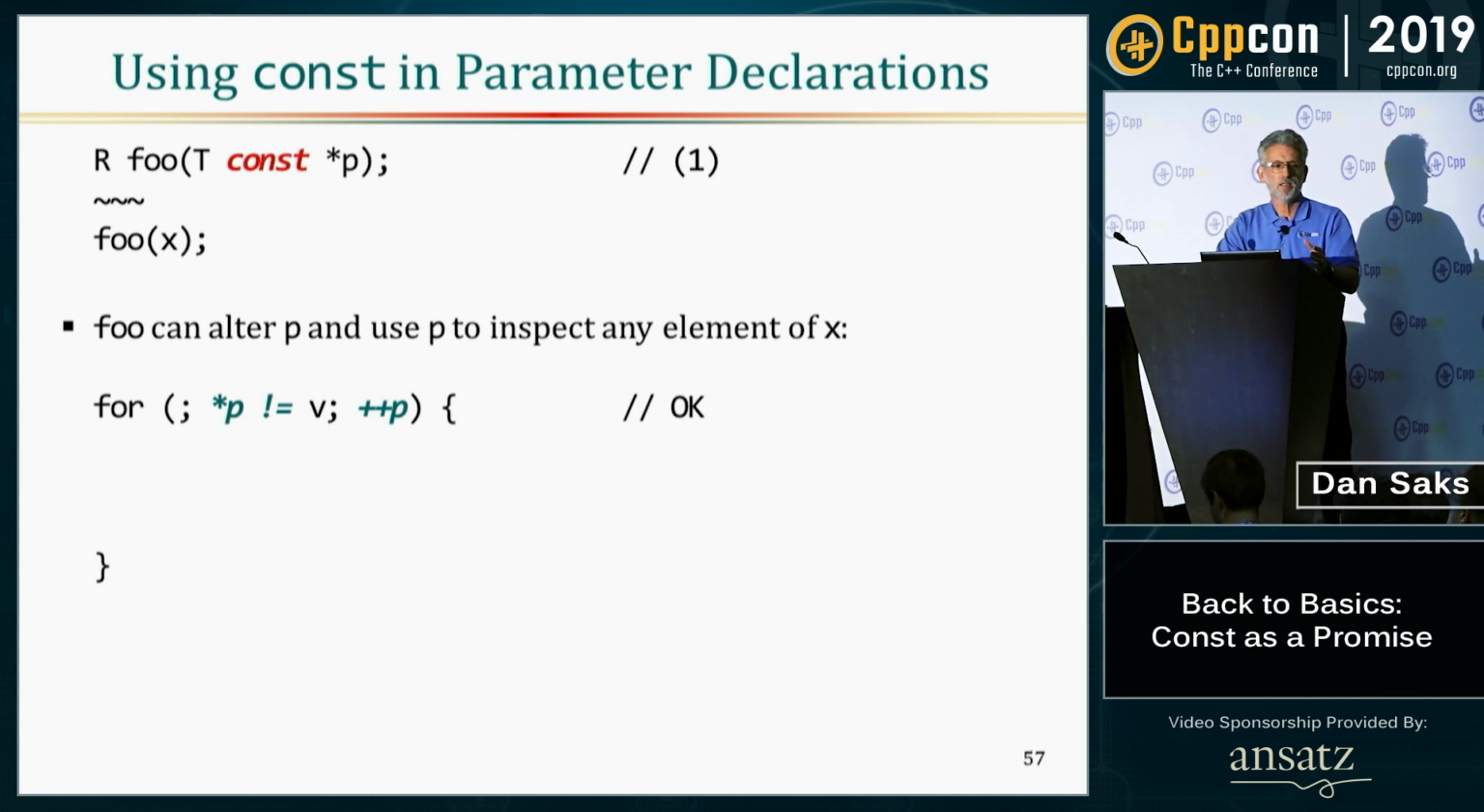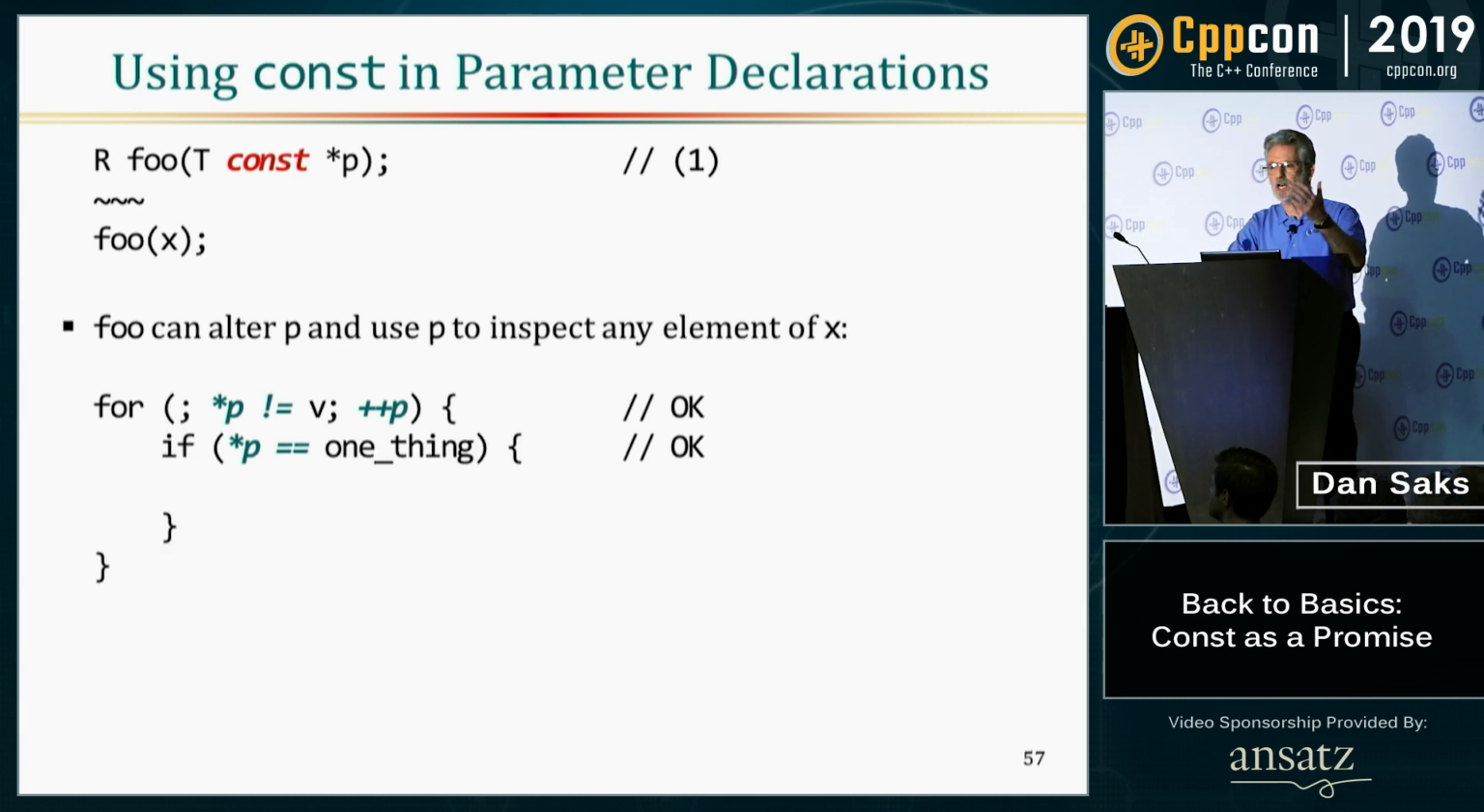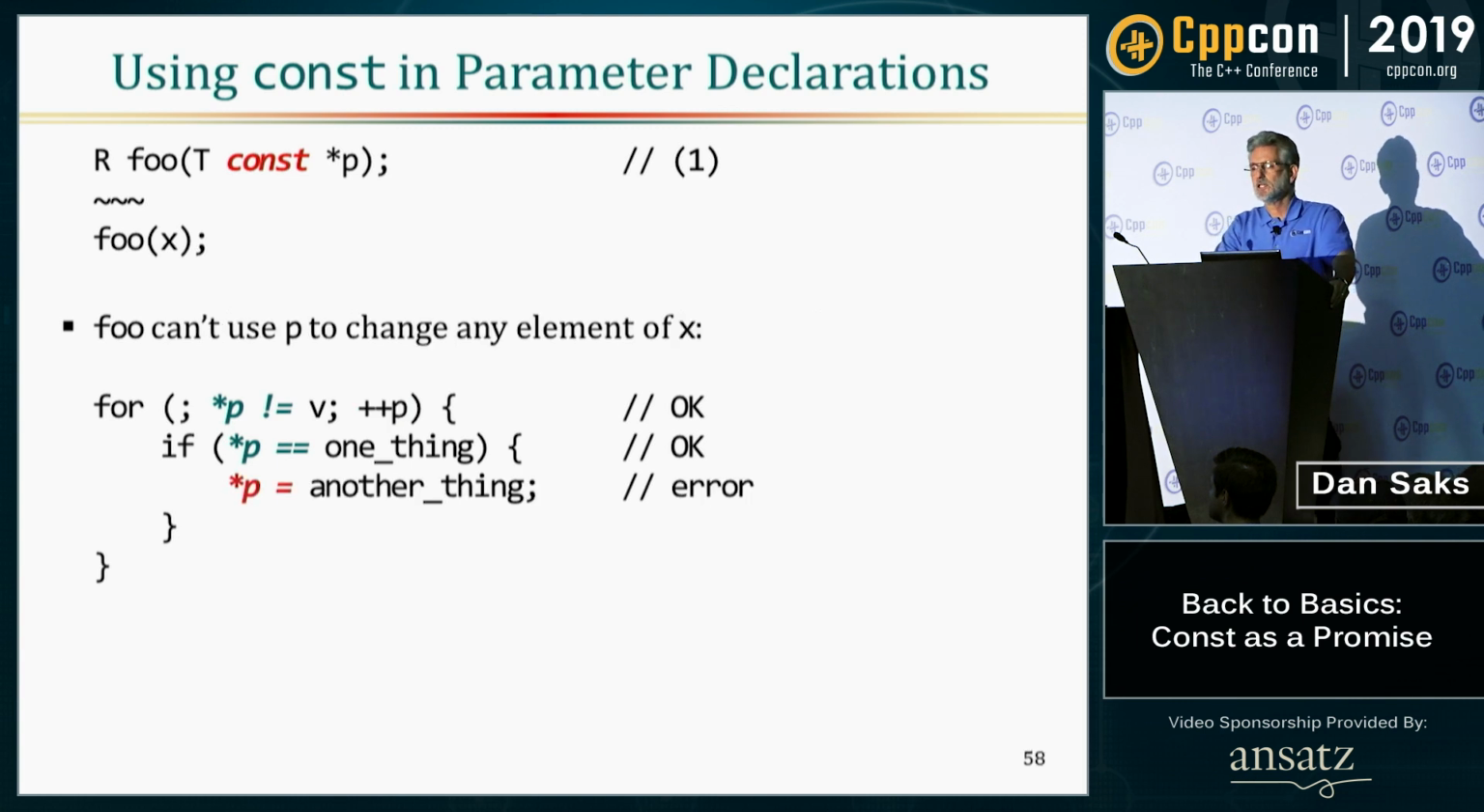It can use p as a local variable, essentially, pointing in turn to the different elements within x. You can dereference p for the purpose of comparing it. You can increment p itself to be able to step to the next element. You can compare for equal, not equal, if it supports less than, greater than compares. These are all read operations through star p. But if you try to store into star p, try to alter any elements of the array x in this case, that's an error.